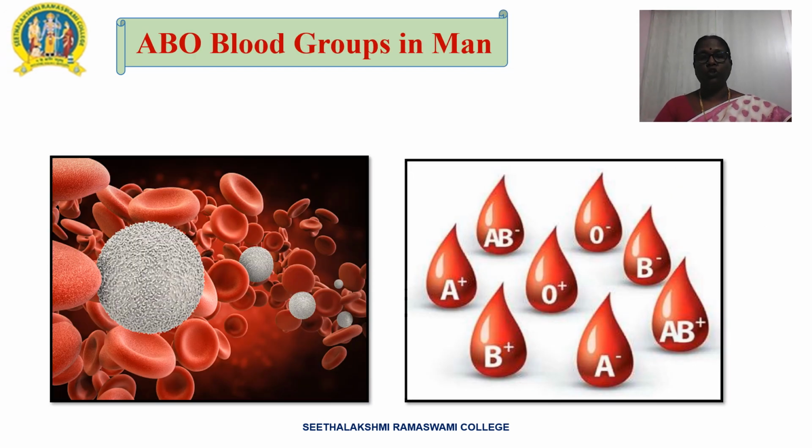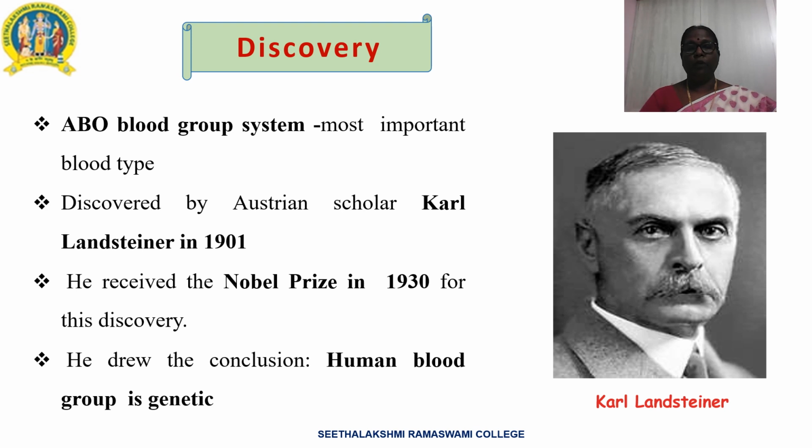Now we are going to talk about ABO blood groups in man in connection with multiple alleles. The ABO blood group system is the most important blood type. This was first discovered by Karl Landsteiner in 1901. He received the Nobel Prize for this discovery. He concluded that human blood group is controlled by genes.